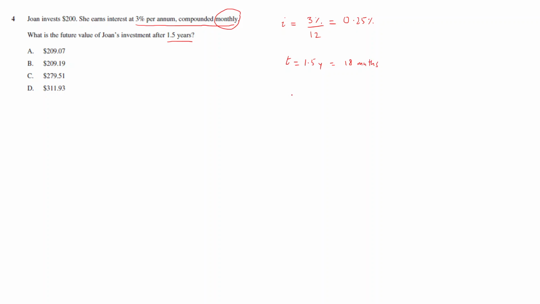Now to calculate, future value is equal to the investment multiplied by 1 plus i to the power of t, the time. In this case the investment is $200. So 200 multiplied by 1 plus 0.25% to the power of 18. Now if you solve that, you will get 209.19. So option B would be your answer.